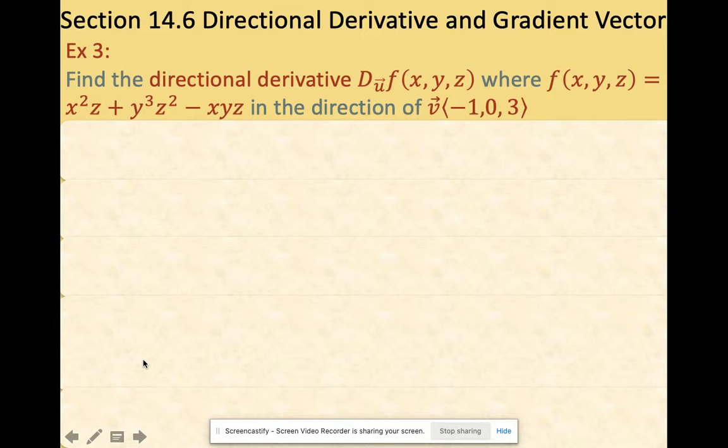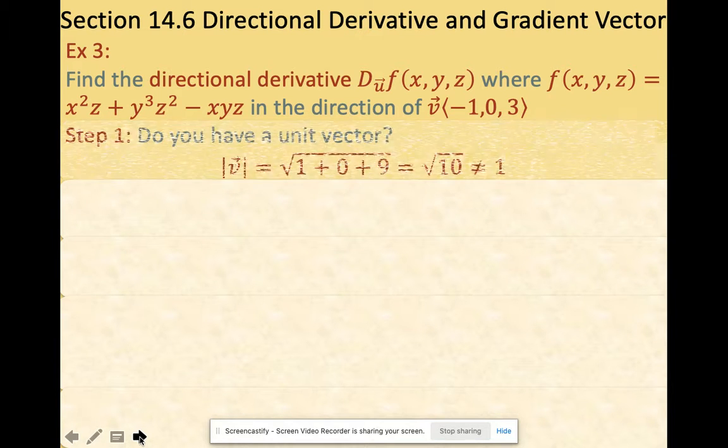Let's do another example. This time I gave you the full example. Find the directional derivative. This time, no point, right? I'm just giving you, I want the directional derivative at any x, y, z. I've given you my surface, and I've given you the direction. This time I called it v, which should be a clue that I definitely don't have a unit vector yet, right? So that's the first thing I looked at.